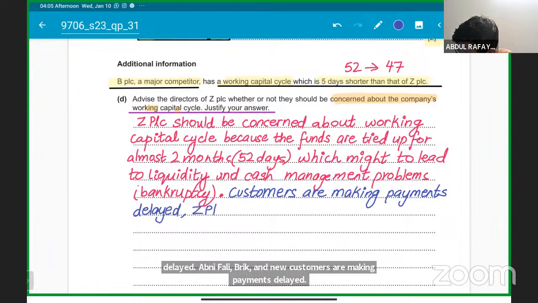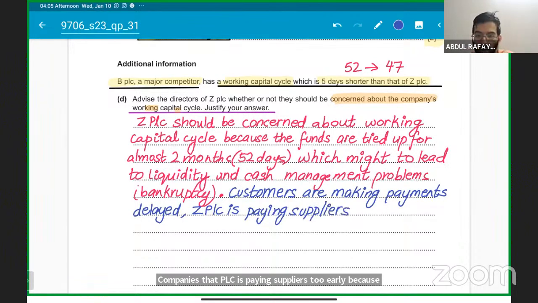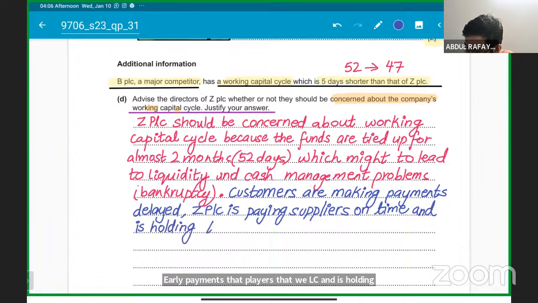Company ZPLC is paying suppliers too early. Although it's a good thing that you are paying on time in general practical life, but that doesn't help here. ZPLC is paying suppliers on time or early. And ZPLC is holding too much inventory. Inventory का drawback क्या है? Inventory turnover slows, so there is this problem of holding too much inventory.